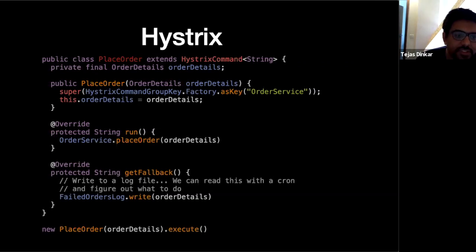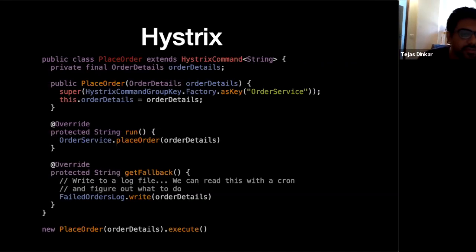But if this throws exceptions too many times, or it's taking too much time, or the circuit is open, or even if this run causes an exception, it'll then call the fallback, right? And the fallback basically says, write the failed order to the order detail log. So in essence, I'm saying I can't place the order, so I'm going to write this to a log file and deal with it later. Maybe once a day I'll have a cron job that wakes up and goes through all the orders that failed.